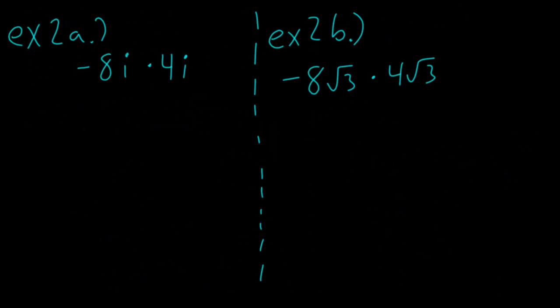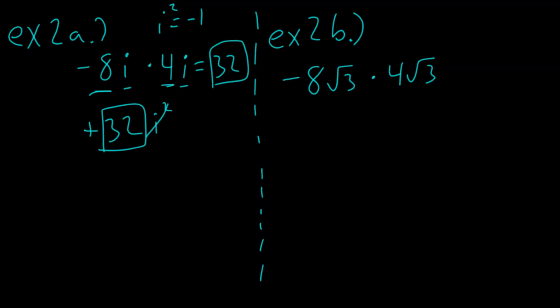Okay, here for example 2a, we have -8i times 4i. Of course, remember, we're going to do -8 times 4, which will give us -32, and i times i, which will give us i squared. Now you'll recall i squared, I want y'all to remember this is an identity. i squared is actually equal to -1, so I cross that out and I simply change the sign. A negative becomes a positive. -8i times 4i is equal to 32.